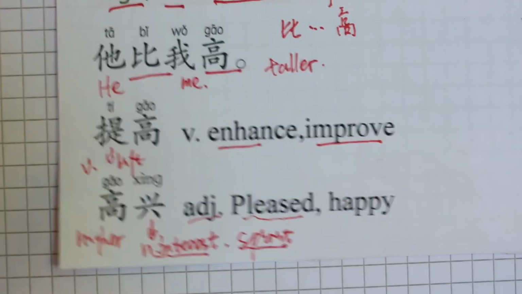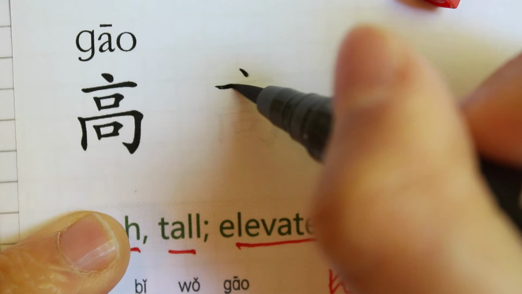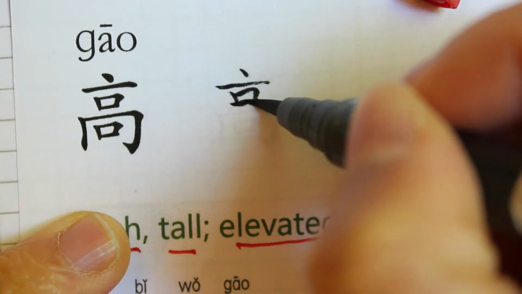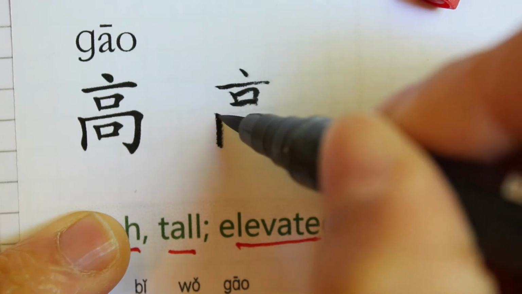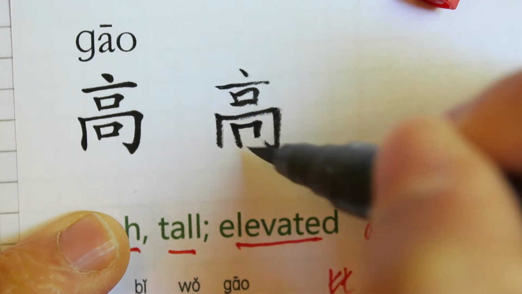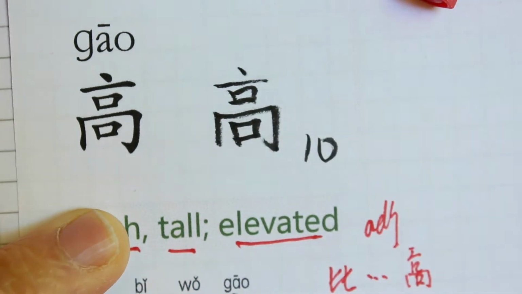Okay, now let's look at how to write 高。1、2、3、4、5、6、7、8、9、10。So 高 has 10 strokes.